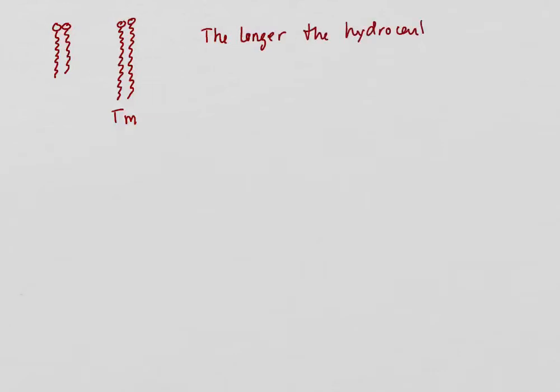So the longer the hydrocarbon side chain, the higher the Tm. You know, butter is solid in your refrigerator, a saturated fatty acid, whereas your olive oil tends to stay much more liquid. So let's think about that phenomenon.